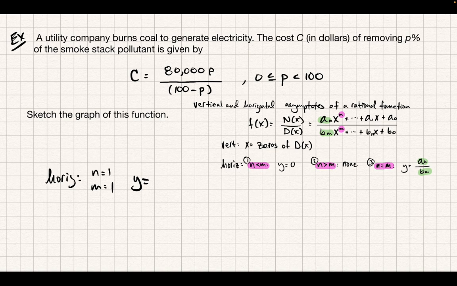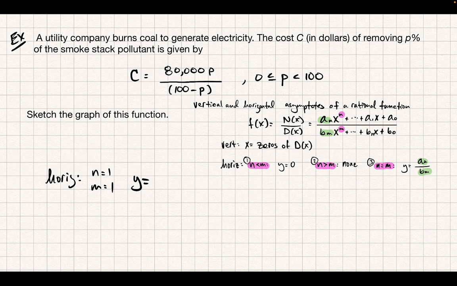No, why is it not n over m? Is it 80,000 a sub n over b sub m? So then wouldn't it be undefined or 0? Because there's no x's. So where do I get my a sub n over b sub m? The numerator and the denominator. And what are they, the leading coefficient? Is it 80,000 over 1? Over 100 must be, I guess it's just the function. Yeah. But there's literally the function.